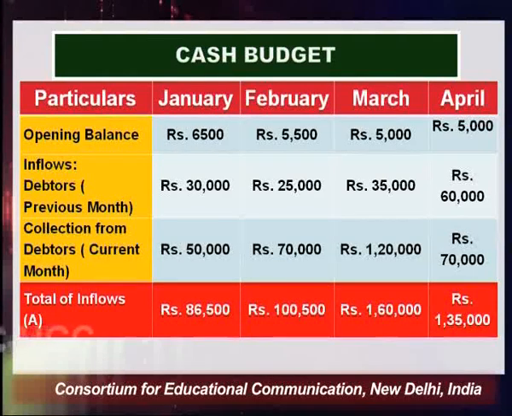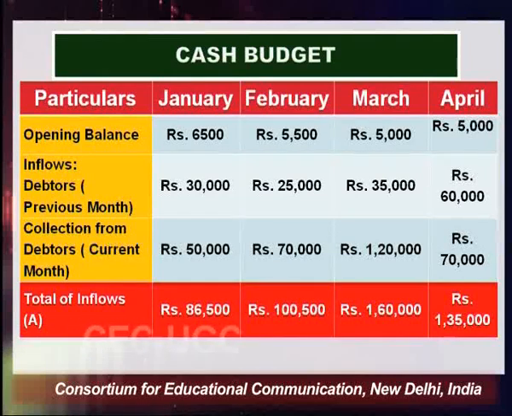Under the inflow category, we have two subcategories. One is debtors from the previous month, and the second is collection from debtors in the current month. The question says the entire sale is made on credit and 2/3 of sale is received in the same month. For January, the sales was 75,000 rupees, so 2/3 of it comes to rupees 50,000. Under collection from debtors in the current month, I have written rupees 50,000, and the remaining 25,000 rupees will go to the collection of February, which will show under the head debtors from previous month.